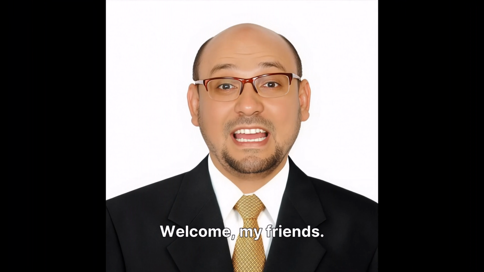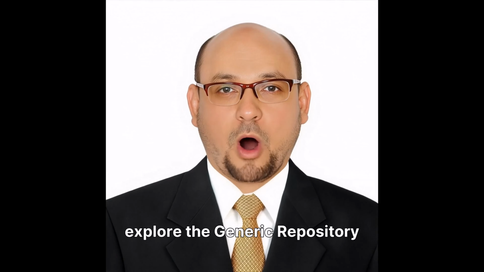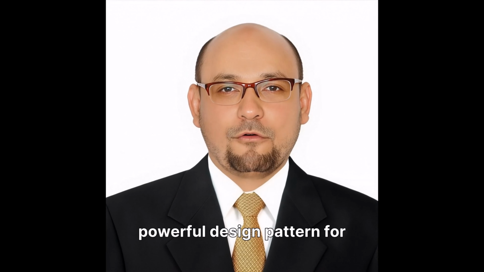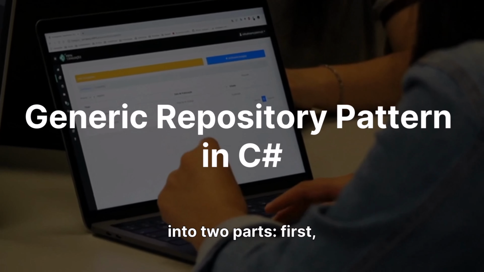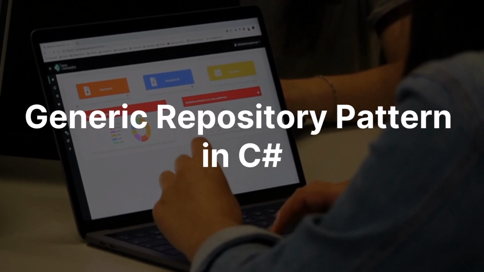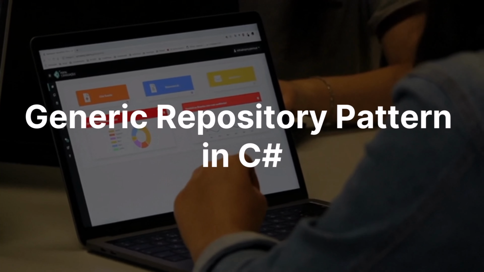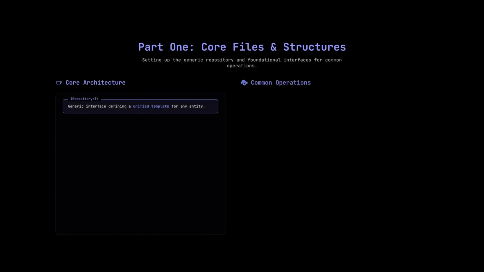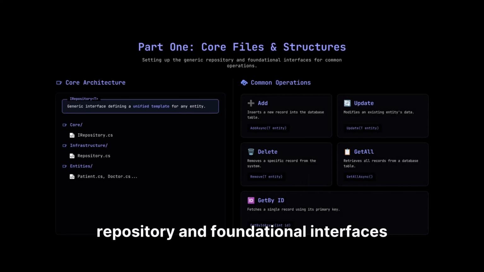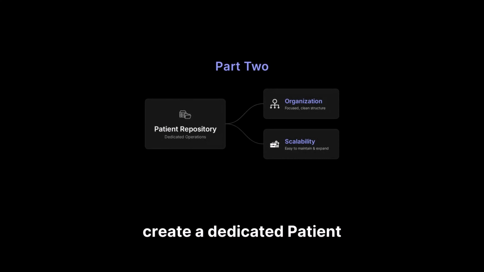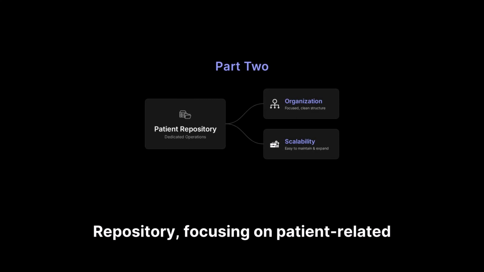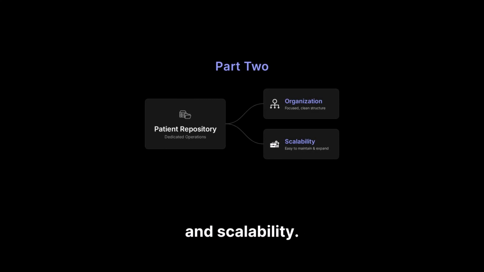Welcome, my friends. In this lecture, we'll explore the generic repository pattern in C#, a powerful design pattern for data access. Our work is divided into two parts. First, preparing general files, and second, specializing the patient service. Part 1 involves setting up core files and structures, including the generic repository and foundational interfaces for common operations like add, update, delete, get all, and get by ID. For Part 2, we'll create a dedicated patient repository, focusing on patient-related operations for better organization and scalability.